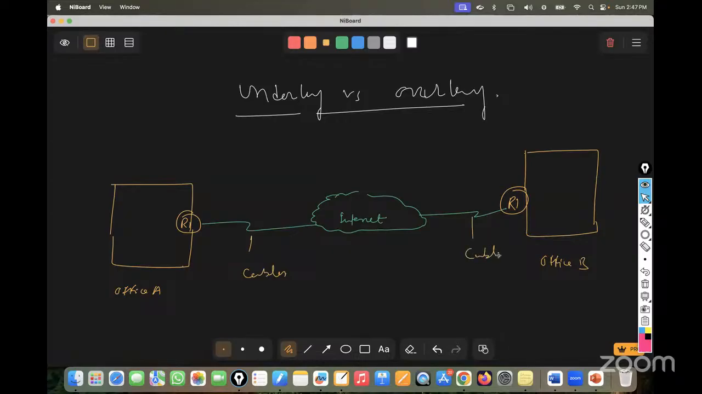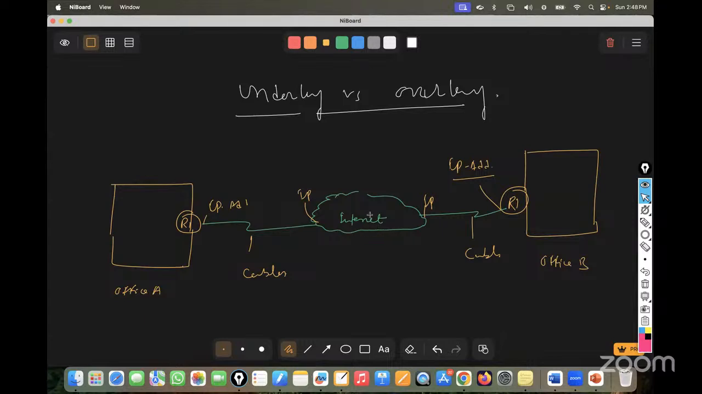This is my cable. Then we have to assign the IP address. This is also going to be an IP address. So here also we have to assign the IP, here also we have to assign the IP. So this infrastructure you're building, connecting the cable, routers, switches, everything, that is a part of the underlay.